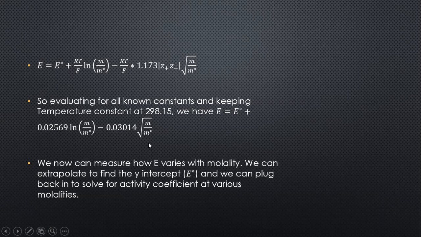And so we can actually start to extrapolate. As we change these molalities and measure E, you can draw a line to where E standard would be, where E standard is the y-intercept. So we can plug these back in and extrapolate. Knowing that E non-standard is our y and our molality is our x, we can find what E standard should be.